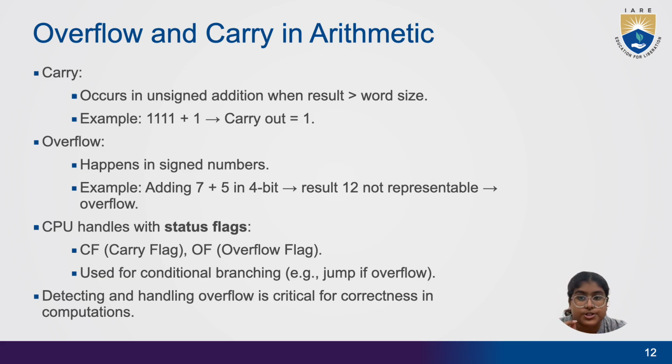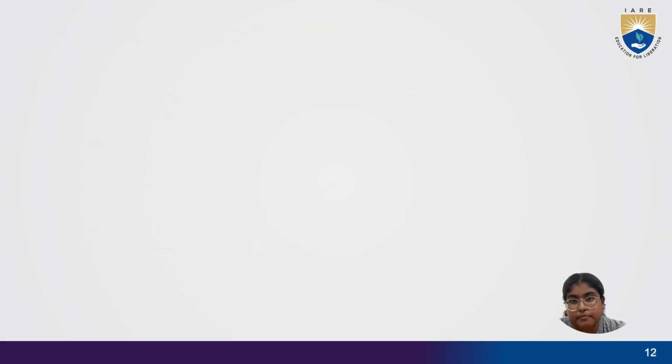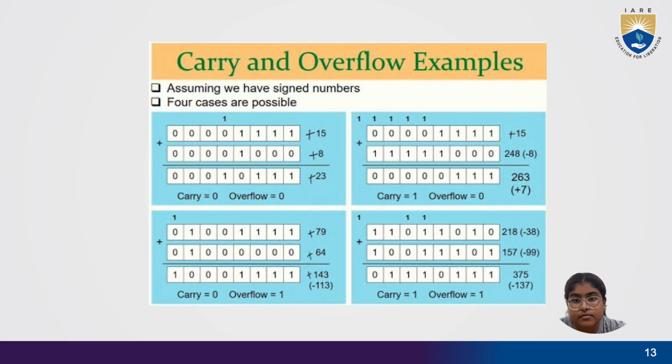These flags are crucial because programs may branch based on them. For example, jumping to error handling if overflow occurs. So, while addition looks simple, handling these cases is vital for correctness. These are a few examples of what we just discussed, and include examples of carry and overflow as well.